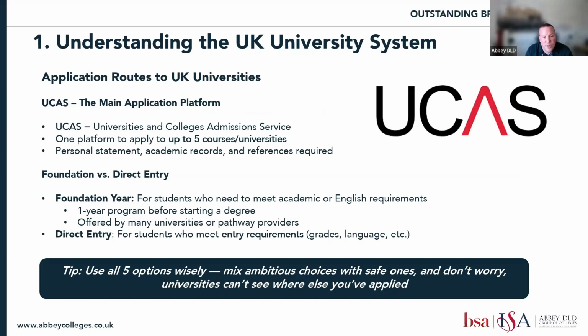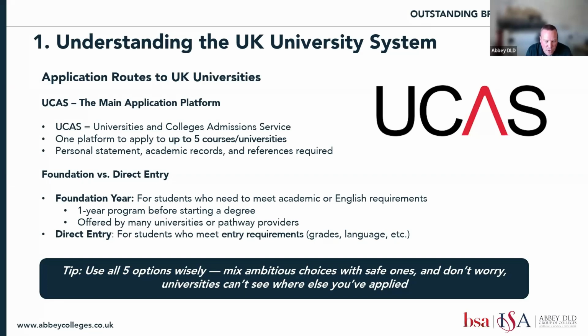So applying to UK universities, the main application route is UCAS, so the Universities and Colleges Admissions Service. This is one online platform where you can apply to up to 5 courses in universities at any one time. You'll submit a personal statement, you'll submit academic references, and the school that you're at will also be asked to submit references on your behalf. Okay, so most students will apply to 5 universities through the UCAS system.